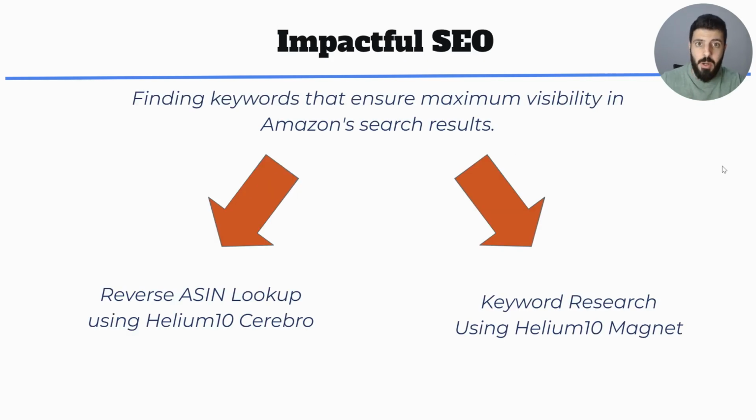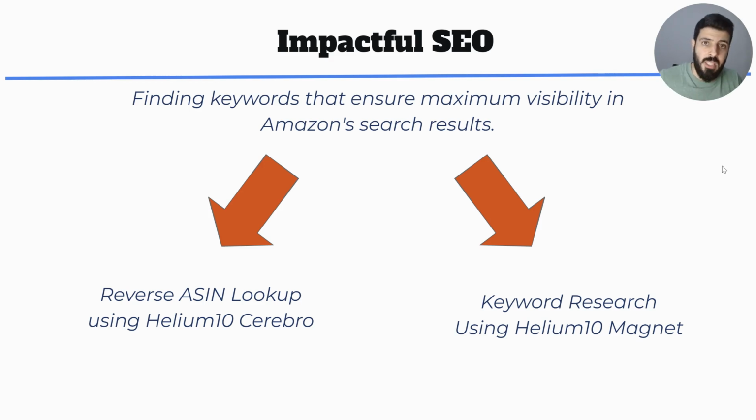So the first part of the formula is the impactful SEO. And how does this work? Well, SEO means we are optimizing for the search engine, which is Amazon's search engine in this case. So we find keywords first. We need to source the keywords to include, and then we include these keywords in the listing.